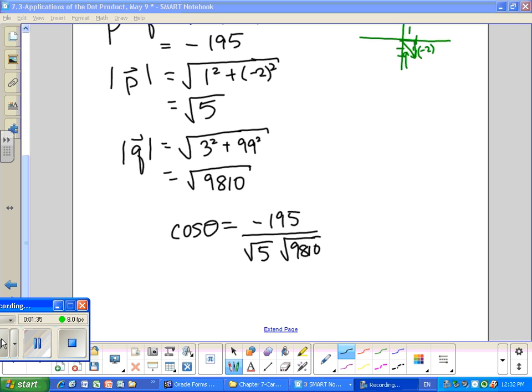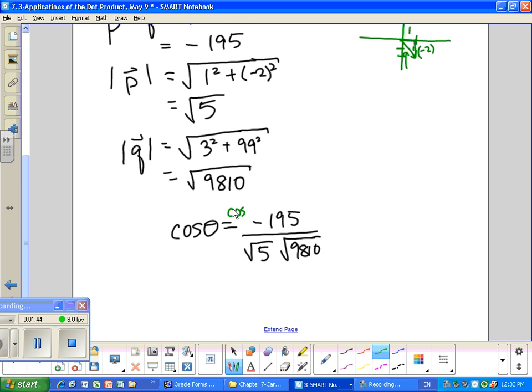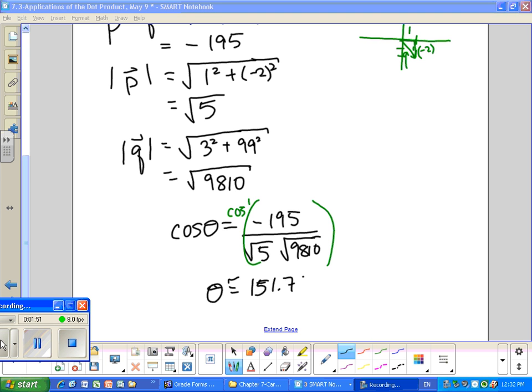Now for accuracy, what I would recommend is don't type this in, get a decimal, and then only keep a few decimals. If you have a good calculator, like a Texas Instruments, you should be able to do cos inverse of the entire side. And that's what you get for theta.